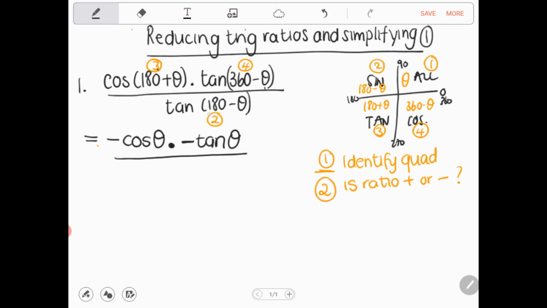And then finally, at the bottom, we've got tan in the second quadrant. Well, in the second quadrant, you can see that sine is positive, which means that tan has to be negative as well. And again, we reduce it to this little acute angle here of theta. Okay, once we've reduced, we're going to simplify by using algebra.